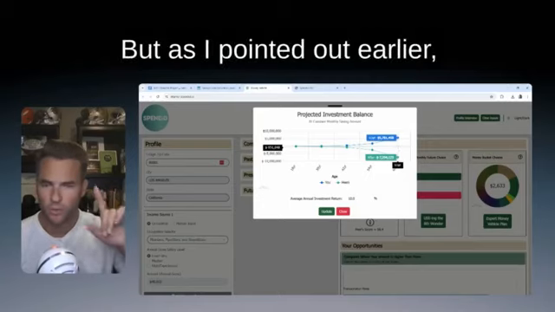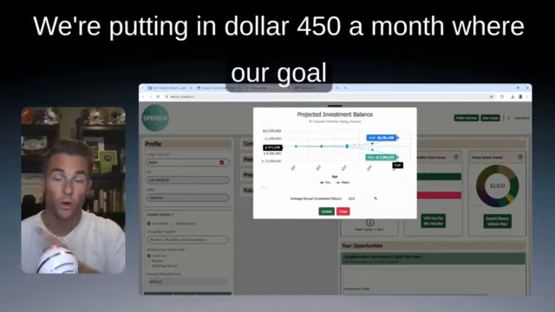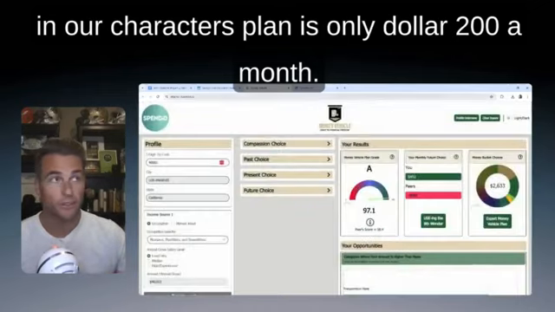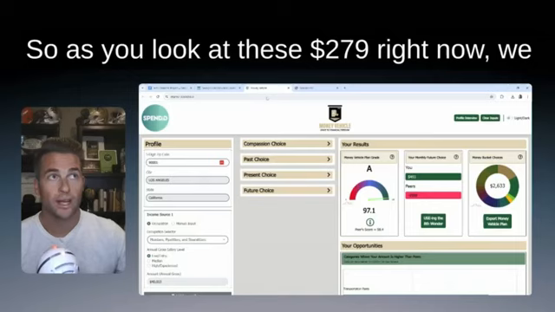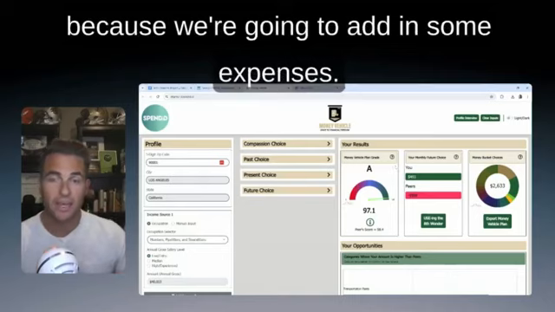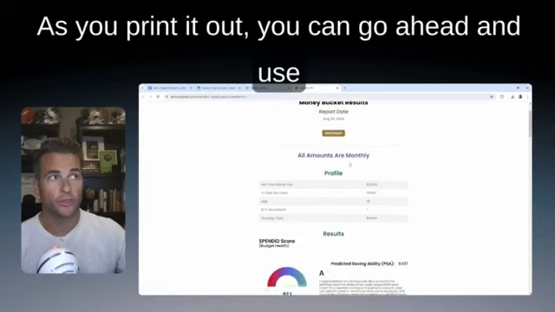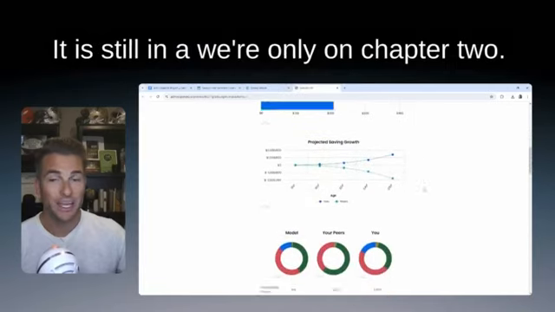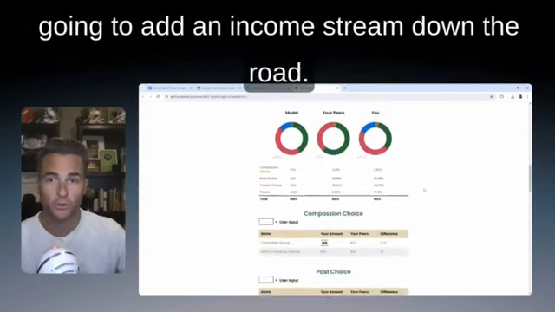But as I pointed out earlier, we are more than putting in. We're putting in $450 a month, where our goal in our character's plan is only $200 a month. So as you look at these, $279 right now, we are putting in $451, but we have to adjust that because we're going to add in some expenses. As you print it out, you can go ahead and use the export button to send your report, get an update. It is still in A. We're only on chapter 2. We got to add some expenses, and maybe we're going to add an income stream down the road.